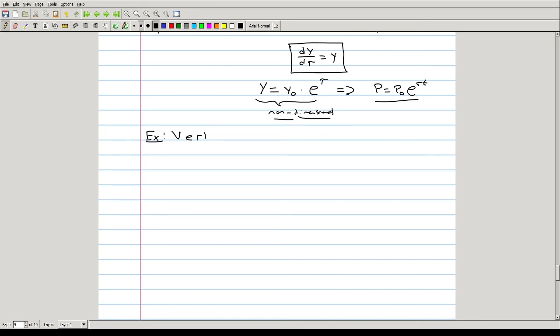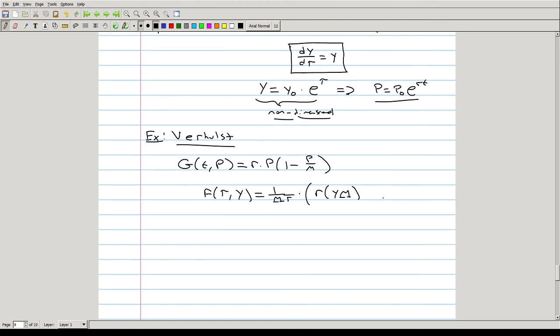For the Verhulst equation, we get a slightly more complicated procedure because plugging in is a little bit more complicated, but I promise you that things work out really nicely. Because you have, for this equation, that g of t comma p is equal to r times p times 1 minus p over m. And therefore, f of tau comma y is going to be 1 over m times r times r times y m times 1 minus y m over m.